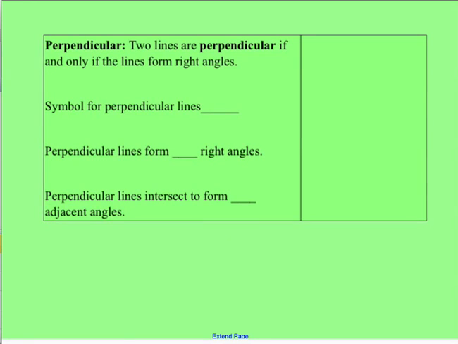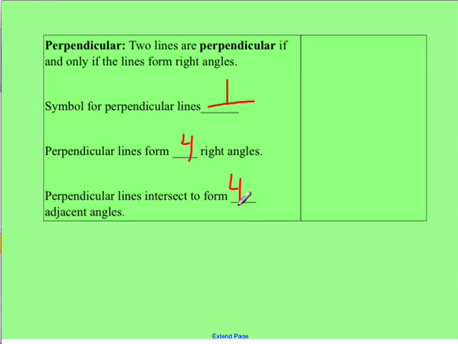Let's take a look. We're going to talk about perpendicular lines quickly. Two lines are perpendicular if and only if they form right angles. We use a special symbol for perpendicular, and it basically just looks like an upside down T. That's our symbol for perpendicular lines. Perpendicular lines are going to form 4 right angles, and they intersect to form 4 adjacent angles.